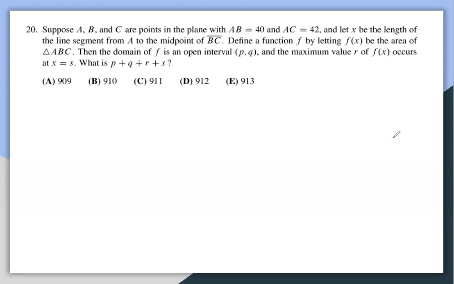So we are going to define a function f by letting f of x be the area of the triangle ABC, and the domain of f is an open interval of P to Q. The maximum value R of this function will occur at x equals S. We want to find the sum of P, Q, R, and S.